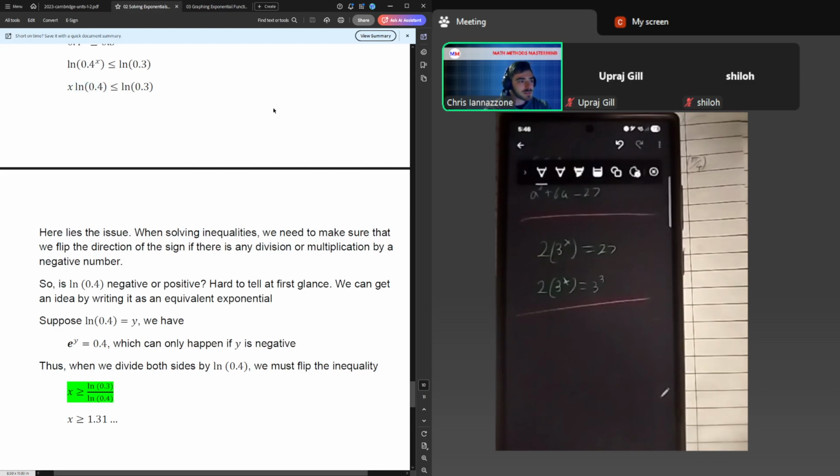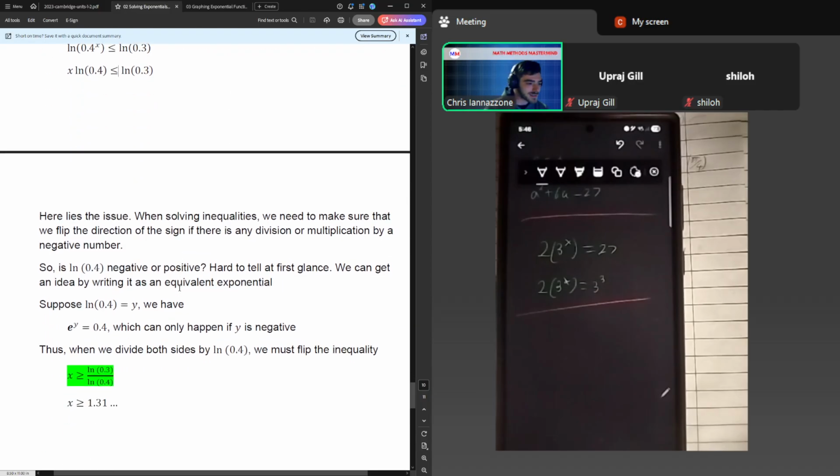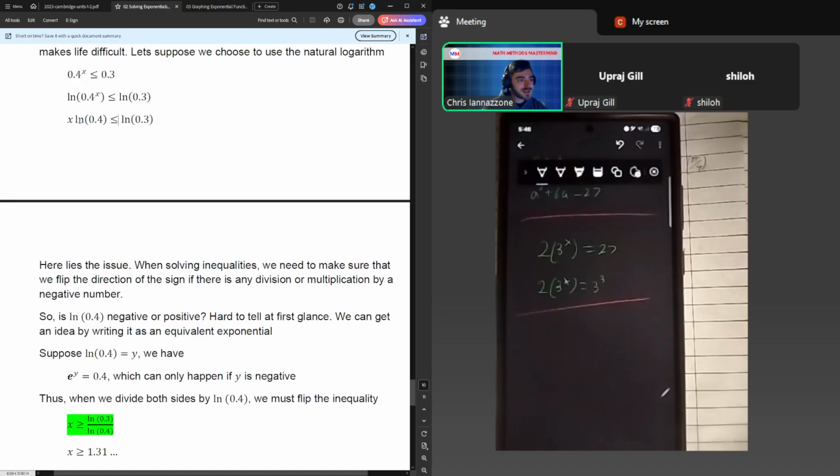So here's how you can try and figure out whether you're dividing by a negative or a positive. Sorry, I'll roll that back a bit. The reason why it even matters if this is negative or positive is because we have inequalities. When you multiply or divide by a negative, you need to flip the direction of the inequality. So with that said, here's how you actually handle that.